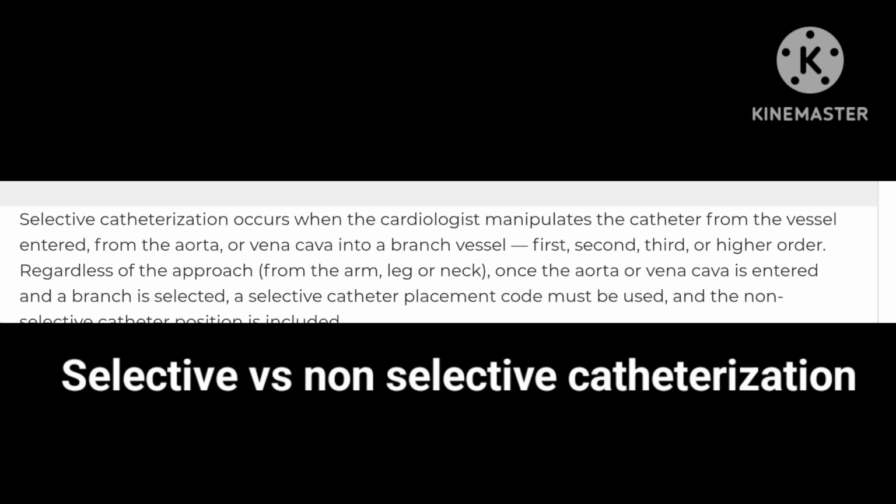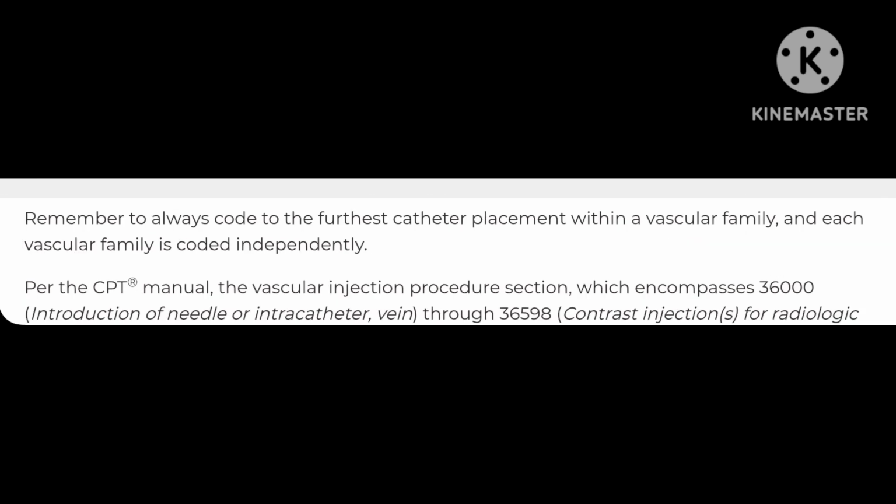But if the catheter is crossing the aorta and entering into any of its branch arteries, it is called a selective catheterization. That means we are specifically entering inside a specific vessel. And also we have to check into which vascular family the catheter is entering. Based on that, we have to report the codes, whether it is in the upper extremity or for the abdominal region or for the renal arteries or for the lower extremity. So we have to check that, and based on the family, we have to code it independently.